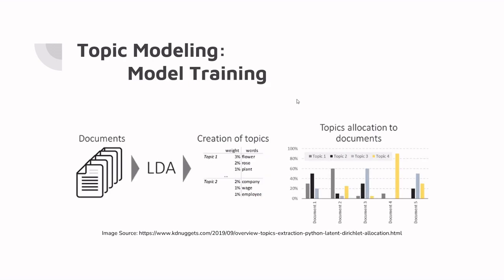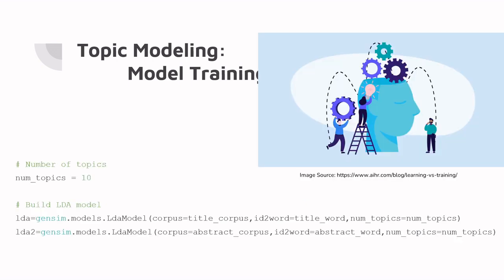Once that's all ready, we can actually create our model and then get some results. As we can see here, I use the GenSim library to call the LDA model and just populated one for the titles and one for the abstracts, and used about 10 topics as a general number to go by.